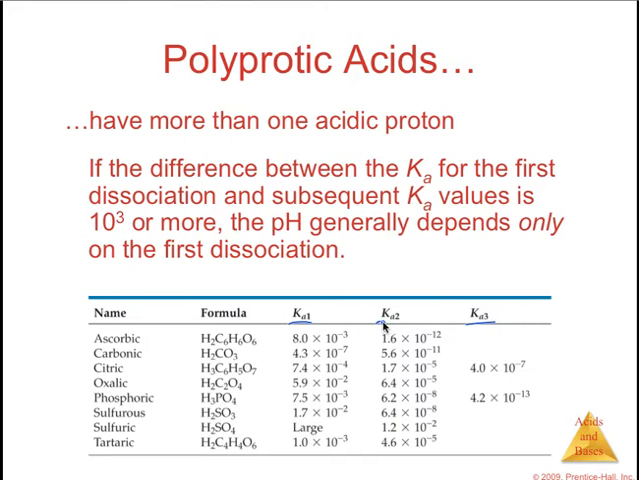And this gives you an example of some of the Kas. Now, if the difference between these Kas for the first dissociation constant and subsequent Ka values is 10 to the third or more, the pH generally depends only on that first dissociation.